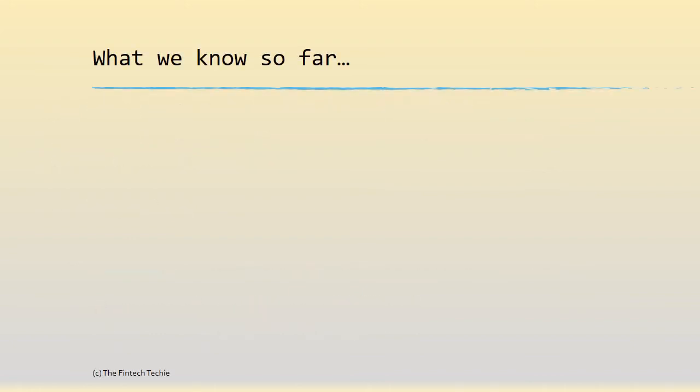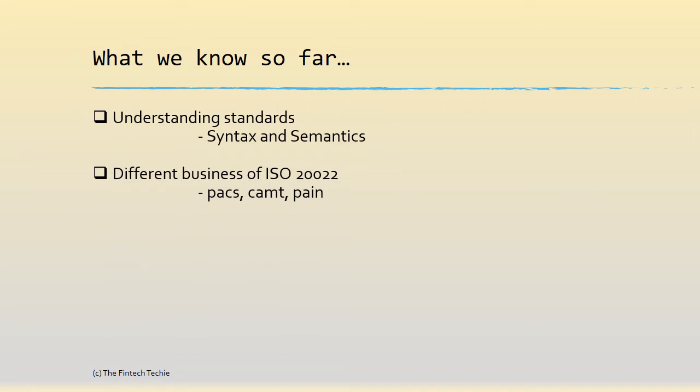So let's do a quick recap of what we know so far. We have seen what standards mean. It's a mix of syntax and semantics. Syntax means whether it's an XML, an ASCII file, a JSON message, or so on. And semantics means the definition of the tags which comes along with that syntax. We also saw the different business areas of an ISO message, like for example PACS, CAMT, PAIN messages, and why they differ.